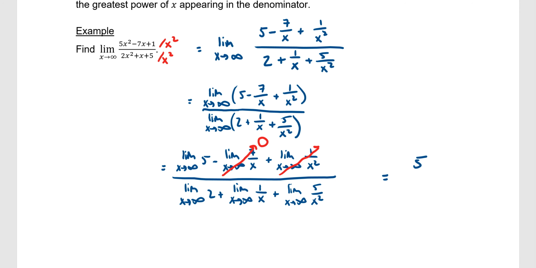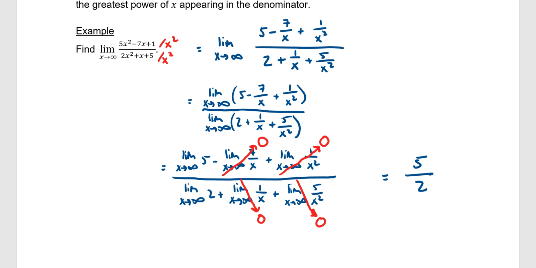Same idea for the next one. As x approaches infinity, 1 over x squared is going to approach 0. For the denominator, that's a constant, so we're just left with 2. And then the limit as x approaches infinity of 1 over x is also 0. The limit as x approaches infinity of 5 over x squared is also 0.